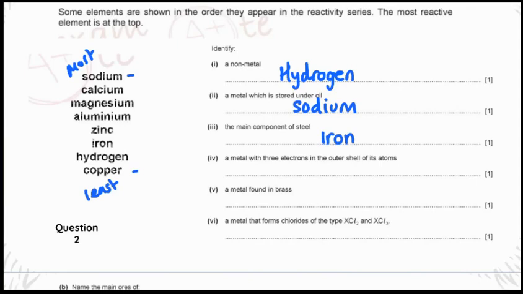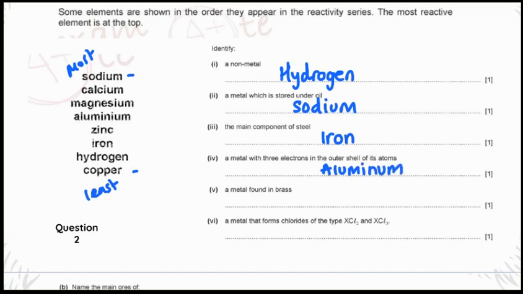A metal with 3 electrons in the outermost shell. 3 electrons would mean that it's in group 3. So even if you didn't remember which group each metal was in, you've always got your periodic table. So you know if it's got 3 electrons in group 3, well, that would be aluminium.